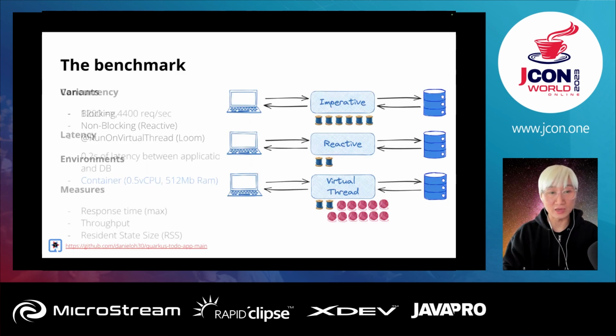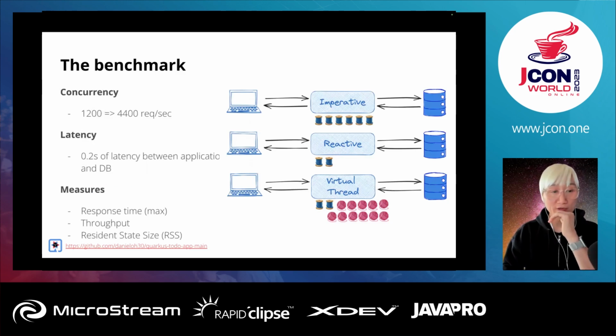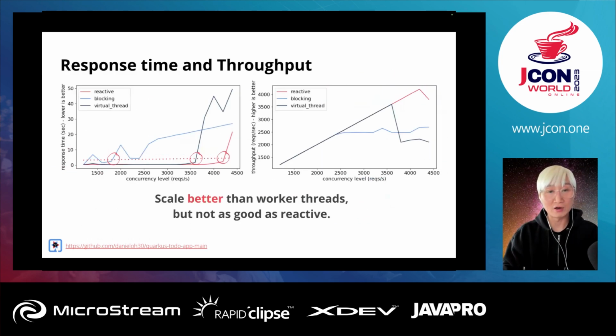So here's a quick example. I'm using the same to-do application running a little bit of a benchmark test, comparing virtual threads, blocking applications and non-blocking applications, specifically response time, throughput, and container environment. As you can see here, the green line is the virtual thread, the blue is blocking, and reactive is red. Every time, red in reactive is really cool: high performance, fast response time, and high throughput.